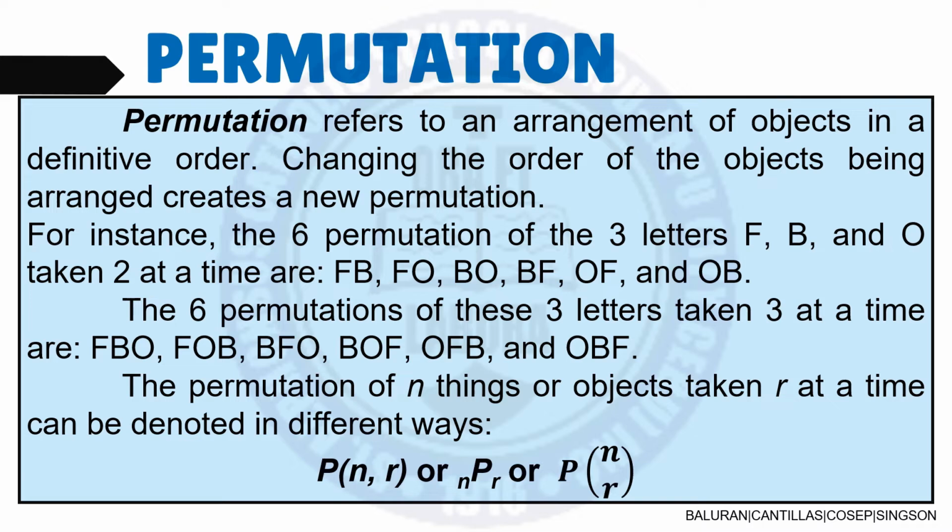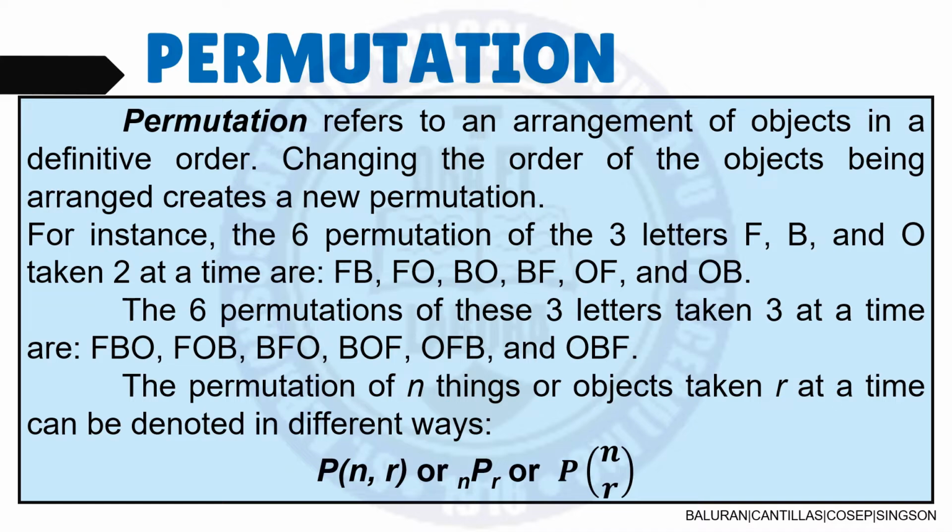For instance, the six permutations of the three letters F, B, and O taken two at a time are the following. We have FB, FO, BO, BF, OF, and OB. The six permutations of these three letters taken three at a time are FBO, FOB, BFO, BOF, OFB, and OBF.